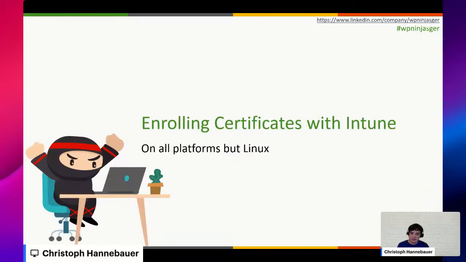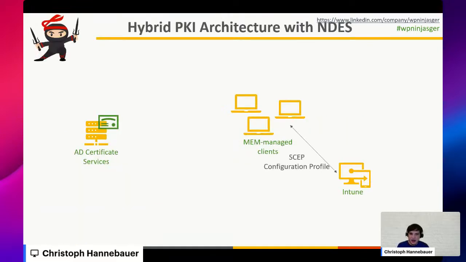Okay, so as I said, first a recap. How does certificate enrollment work for Windows, iOS, macOS, and so on? First, a very traditional approach with on-prem infrastructure. You have the Microsoft CA, the AD Certificate Services, and then you have some clients that you manage via Intune. In Intune, you configure a SCEP configuration profile, and that tells the clients they should enroll for a certificate via the SCEP protocol, the Simple Certificate Enrollment Protocol.